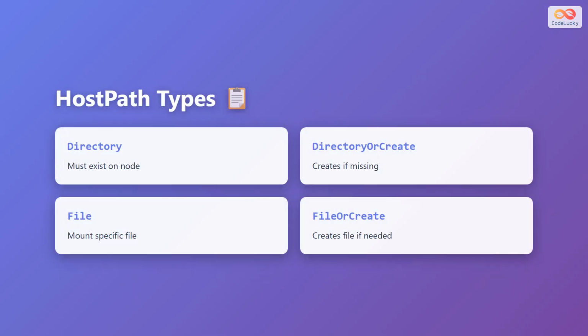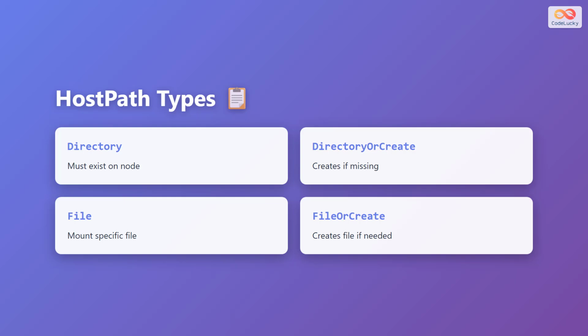Kubernetes provides several HostPath types for different scenarios. Directory type requires the directory to already exist on the node. DirectoryOrCreate will automatically create the directory if it doesn't exist. File type mounts a specific file that must exist. FileOrCreate creates the file if it's not already present. Choose the type based on whether you want Kubernetes to create the path or expect it to already exist.